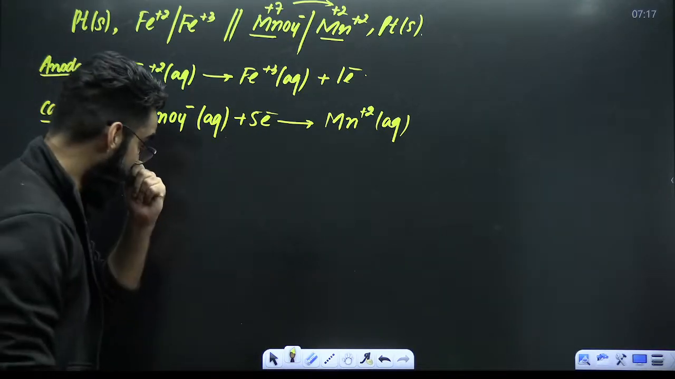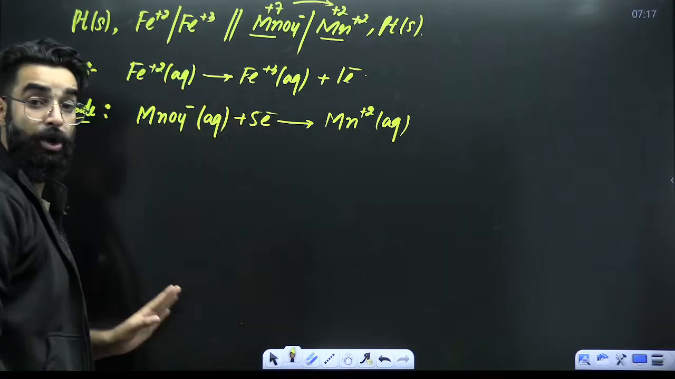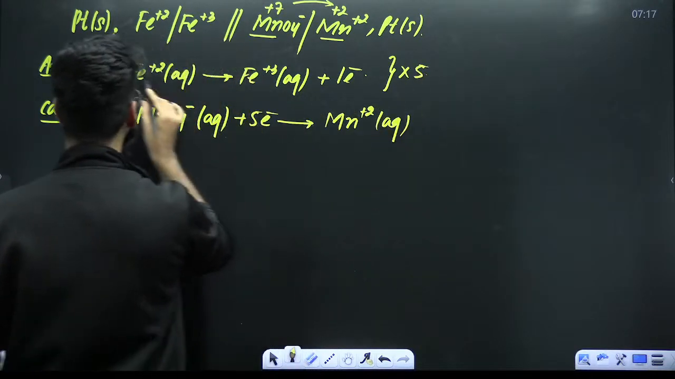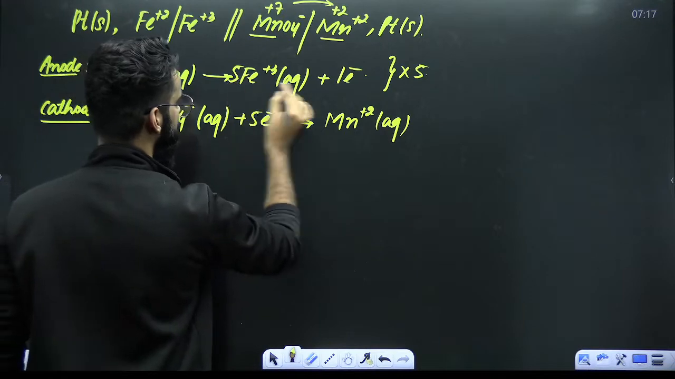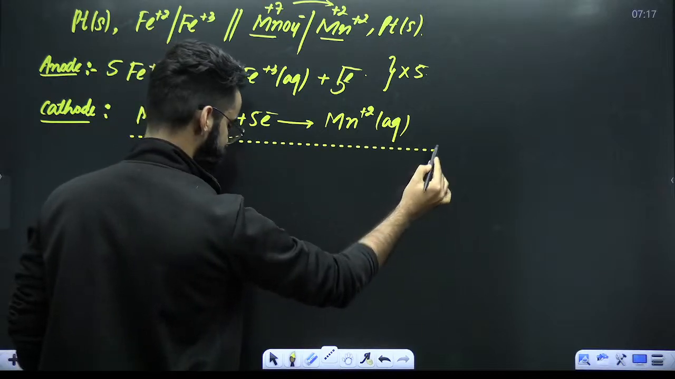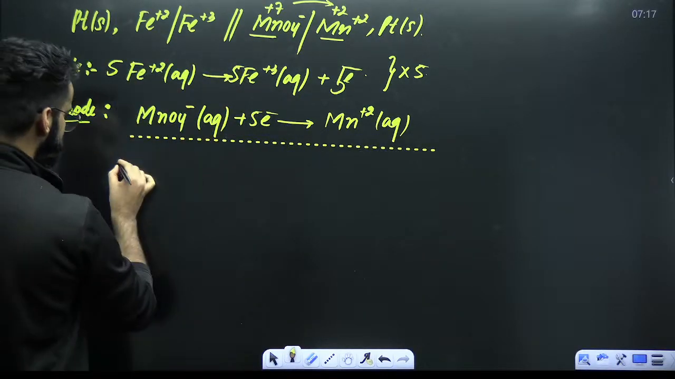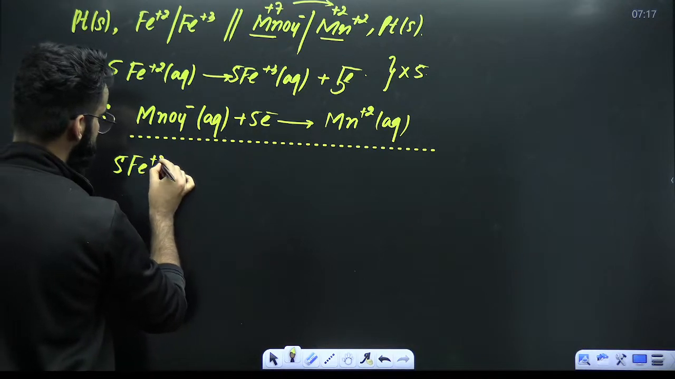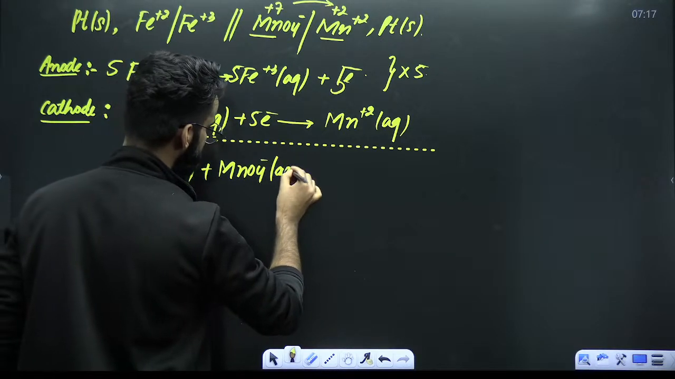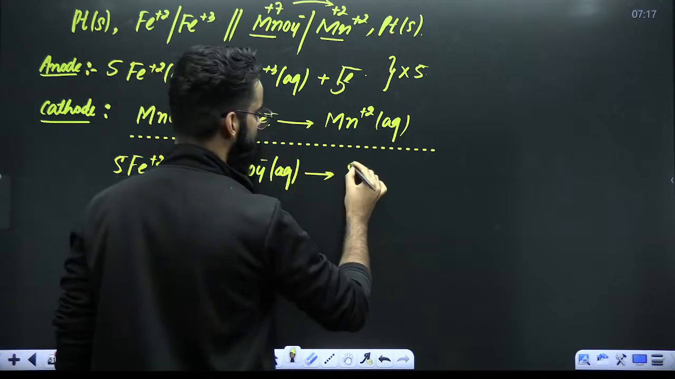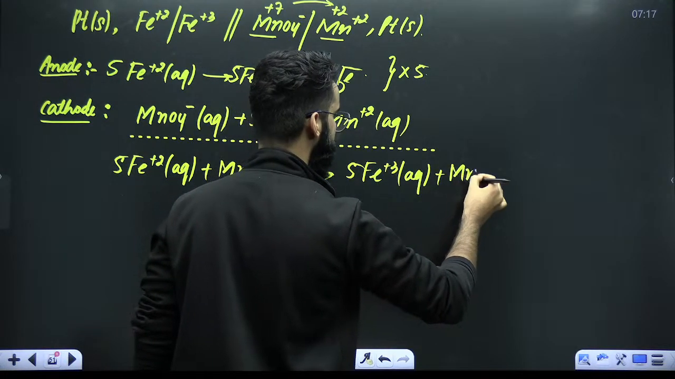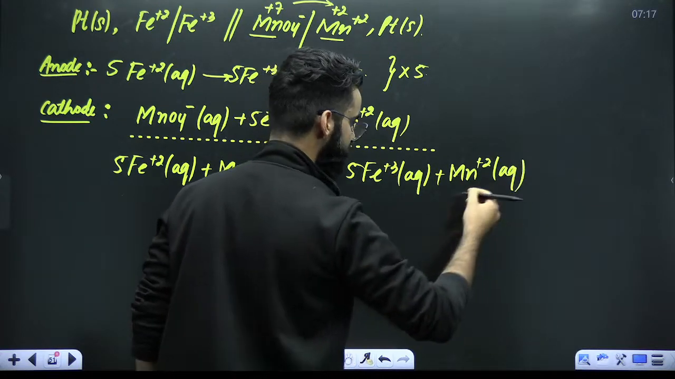Correct? Now, people, are the electrons balanced? The electrons are not balanced in the reaction. So I'll be balancing the electrons. Multiply this reaction by number 5. So this has to be 5 times. Even this automatically becomes 5 times. Right? Now, you are going to add these two reactions. Just add them up. This is going to be 5 times Fe dipositive aqueous plus MnO4 negative aqueous. And it's going to give me 5 times Fe tripositive aqueous plus Mn dipositive aqueous. This is your net reaction. Perfect.